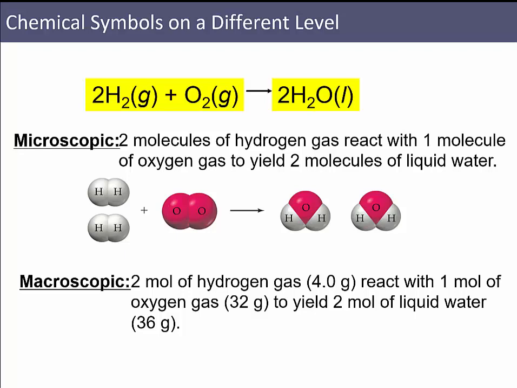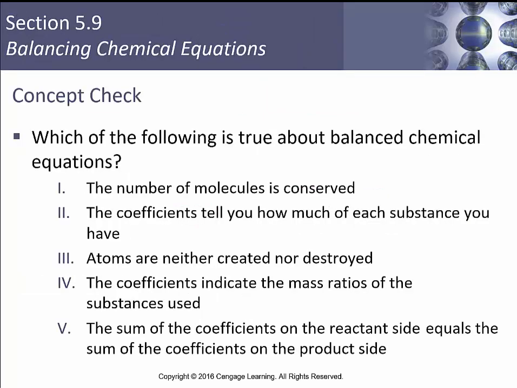So we can look at this as 2 hydrogen molecules reacting with 1 oxygen molecule to give us 2 water molecules. Or we can think of it as the macroscopic view: 2 moles of hydrogen gas react with 1 mole of oxygen gas to yield 2 moles of liquid water. One of these things is describing what's happening on a very, very small scale, and the other is describing what happens on kind of a laboratory scale. We can weigh 32 grams. And it's really, really hard to get in and look at an individual water molecule or an individual hydrogen molecule. So let's look at our concepts.